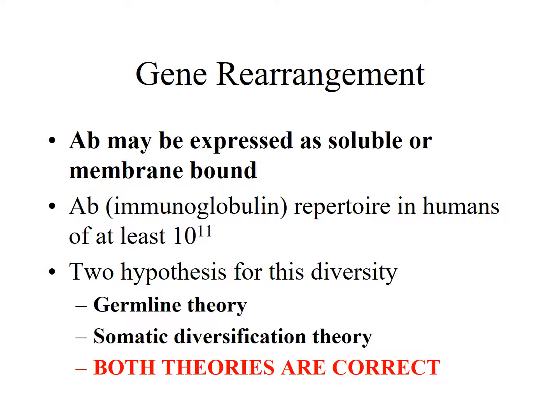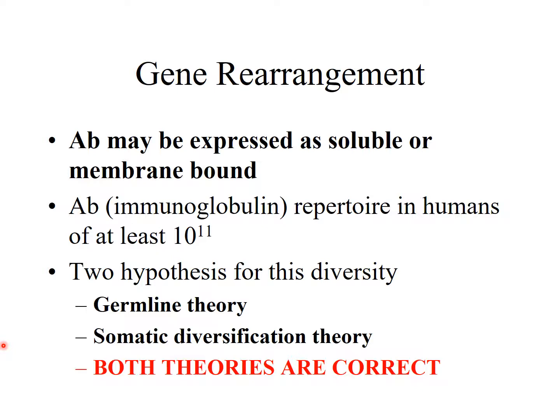So we're going to go from a set of genes, a few dozen, a few hundred, depending on which ones we're talking about, and somehow we're going to be able to generate an antibody repertoire of 10 to the 11th. That's 100 billion different types of antibodies, each specific for a different antigen.